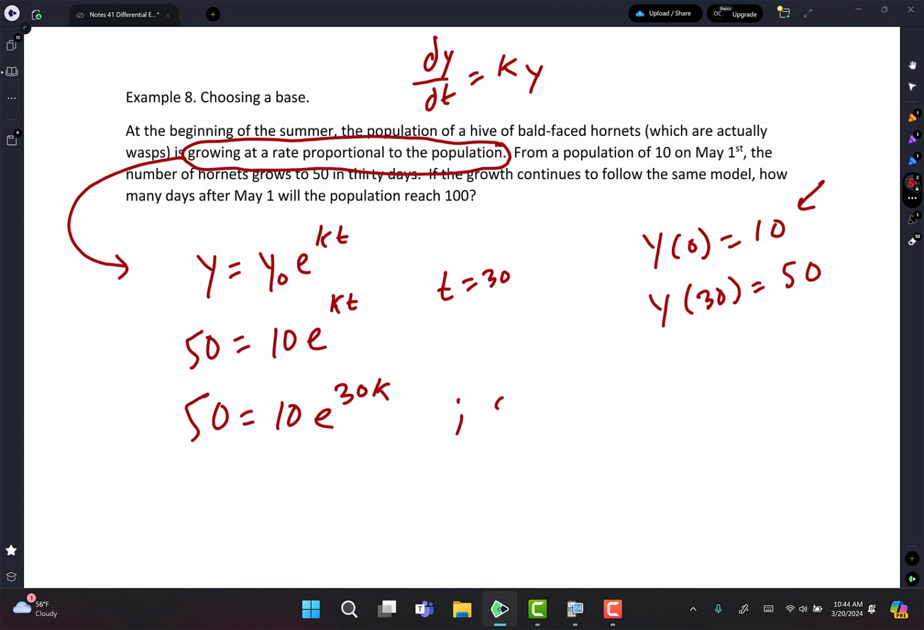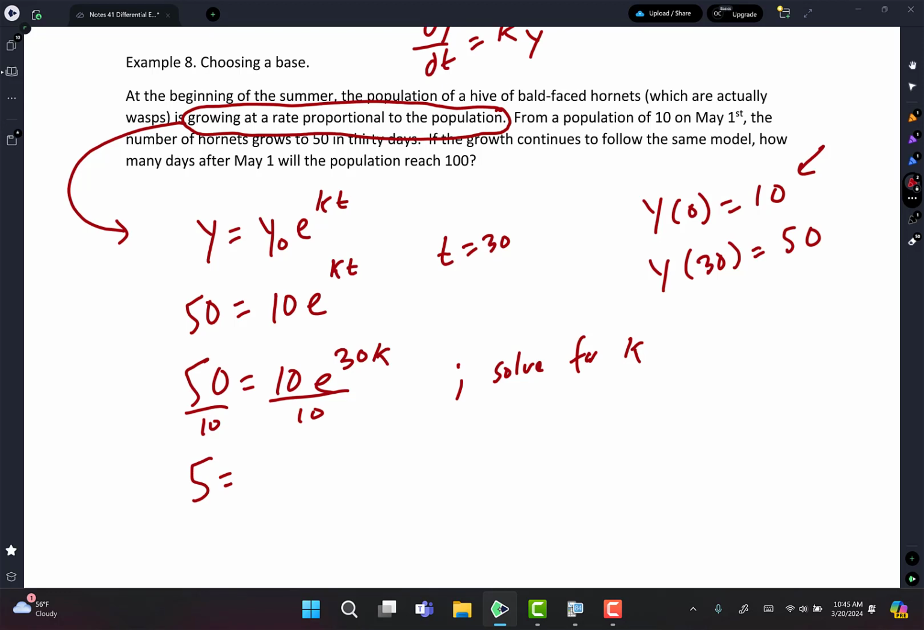So I'm going to solve for k. I'm going to get a k value first. It's going to be a positive number because it's growing. So what do I do to solve for k? I got to divide by 10 first. What's 50 divided by 10? 5 equals e to the 30k. Now how do I bring the 30k down? I'm going to go ln and then ln. And then ln of 5 equals 30k.